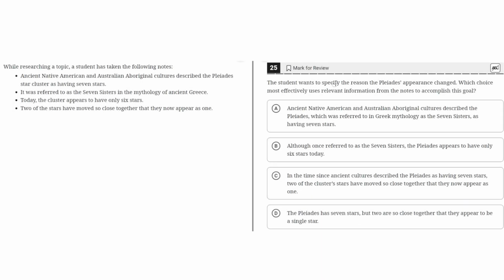Student wants to specify the reason of the Pleiades' appearance change. Which choice most effectively used relevant information from the notes to accomplish this goal? While researching a topic, a student has taken the following notes.